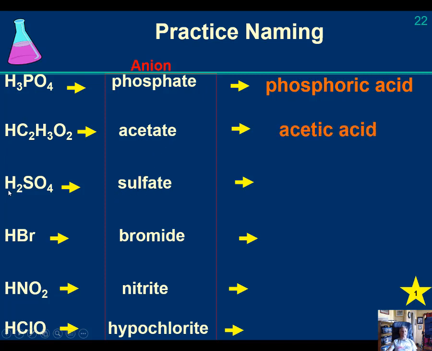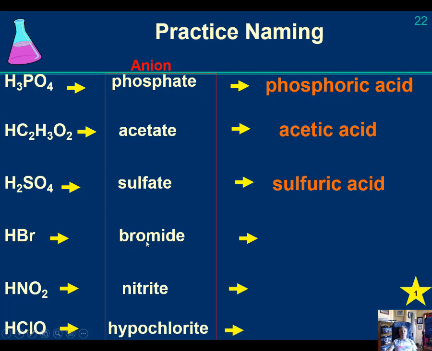Here's sulfate, H2SO4, so drop the ATE. This will be sulfuric acid. That's battery acid. By the way, acetic acid, that's the acid in vinegar. Acetic acid is a weak acid. Phosphoric acid is a weak acid. Sulfuric acid is battery acid, and it's strong.